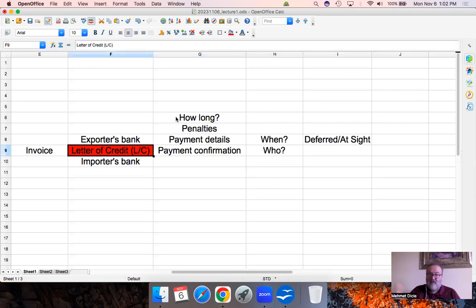Finished, finito. And at that point, if the LC is at sight payment, then the payment becomes due immediately that day. If it is deferred, as soon as the goods are on board, free and clear, the clock starts ticking. And if it is, say, a month, then you have a month to pay from that point forward.